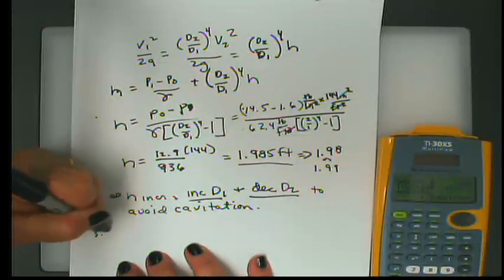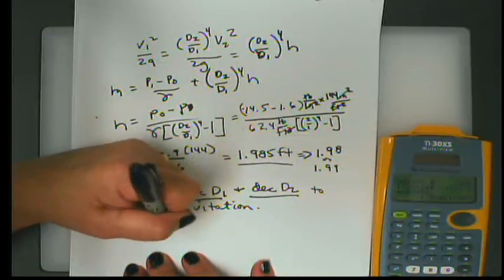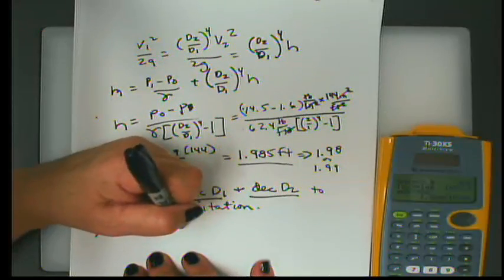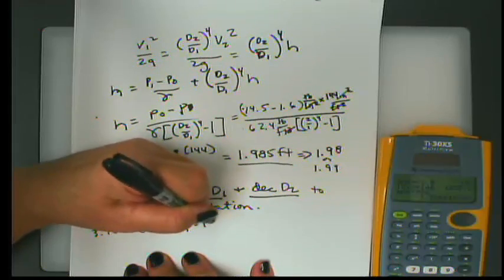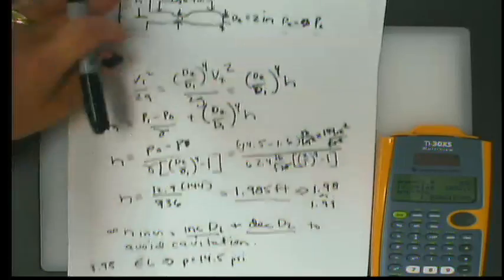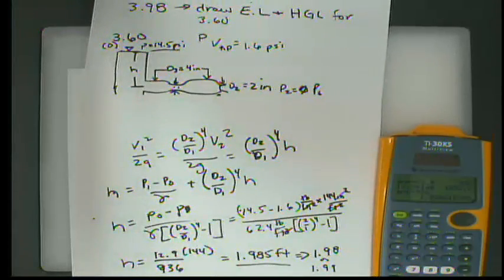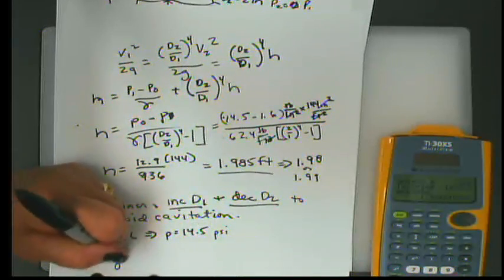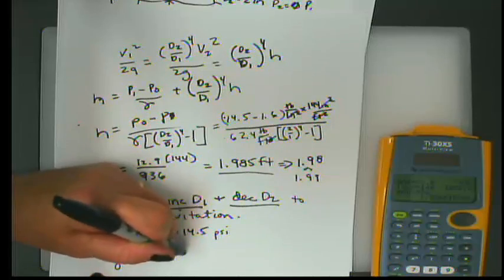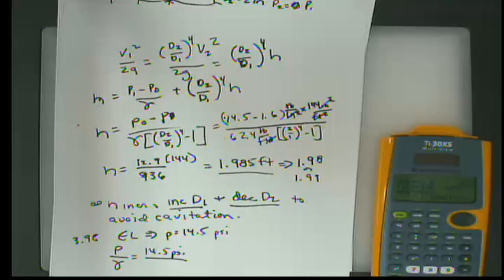Now, to work 398, we're going to draw the energy line, which is actually kind of easy because we start at a pressure of 14.5 psi. And if we take 14.5, P over gamma, we have 14.5 psi over the value of gamma for water. And when we resolve the units, we'll have the energy line.